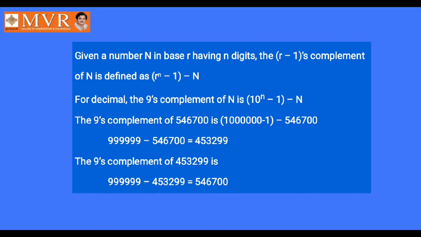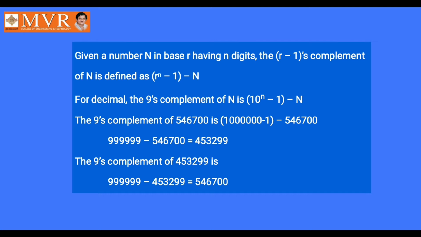Again, you are going to get the same answer from 999999 minus 546700. Same. But this is the scientific way. That is very easy to remember: subtracting each digit from 9. But why do we need to subtract each digit from 9? Where did we get it from? For that, this is the explanatory part.